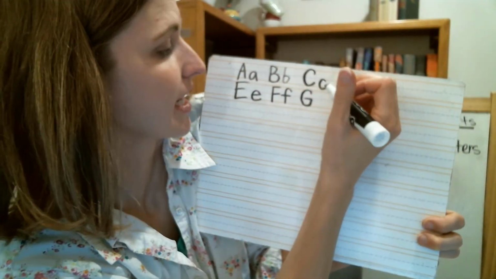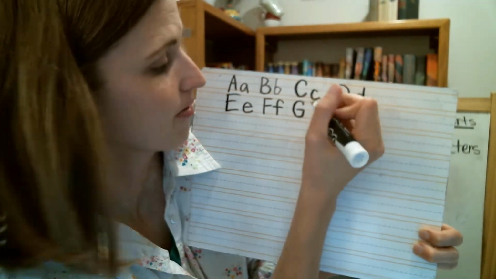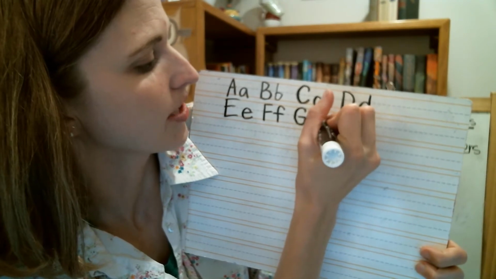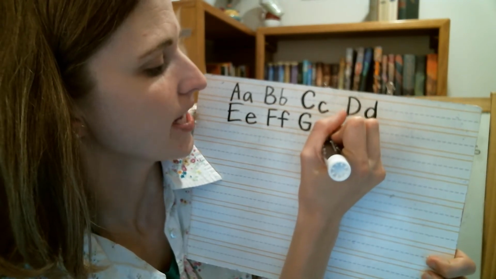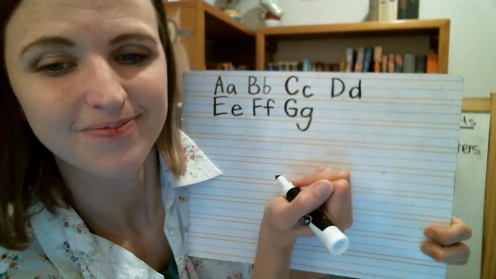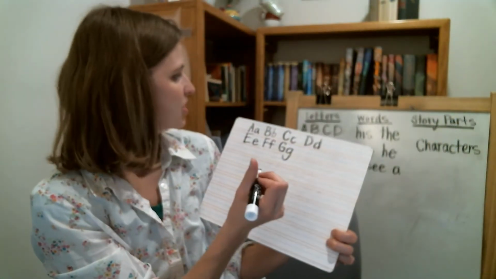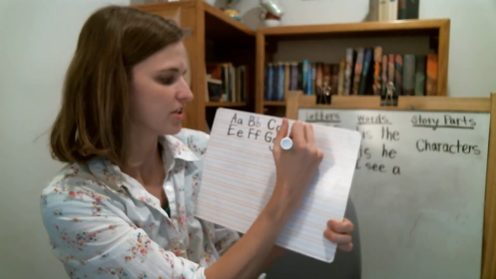Lowercase g starts like an A, exactly like that A. Okay? We're going to make almost like you're doing an A, and instead of stopping there, you keep going to the basement. G. G, and then the last one is H.